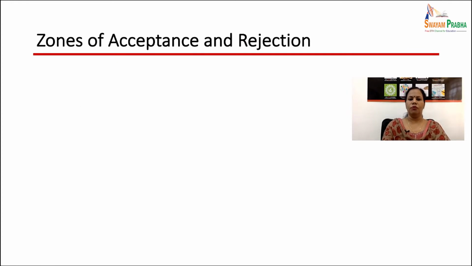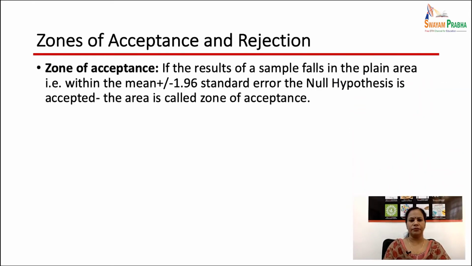Now, before moving forward in hypothesis testing or tests of significance, you should know what the zones of acceptance and rejection are. Just now I was telling you about acceptance or rejection of your null hypothesis. The zone of acceptance is that if the results of the sample fall in the plane area, that is, within the mean plus minus 1.96 standard error, the null hypothesis is accepted, and that area is known as the zone of acceptance.